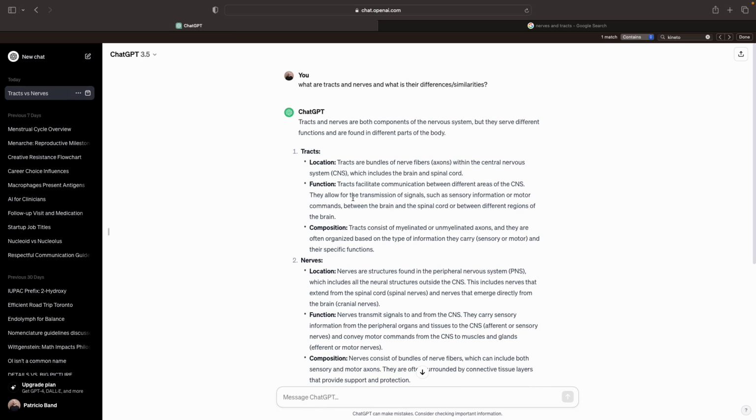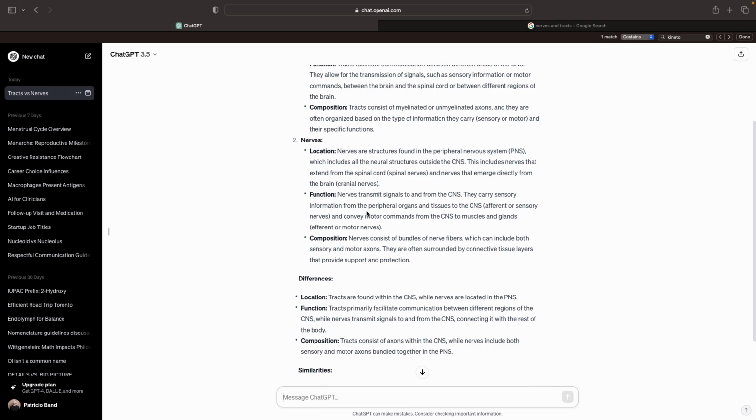Function. Tracts facilitate communication between different areas of the CNS. Okay, so different areas of the spinal cord or the brain. They allow for transmission of signals such as sensory information or motor commands between the brain and the spinal cord or between different regions of the brain. The composition of tracts consists of myelinated or unmyelinated axons, and they are often organized based on the type of information they carry, like sensory or motor, and their specific functions.